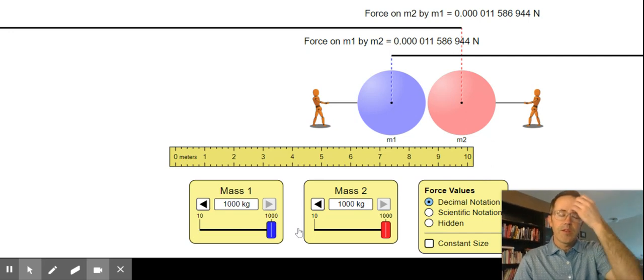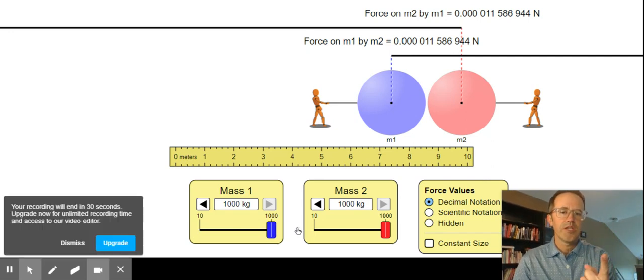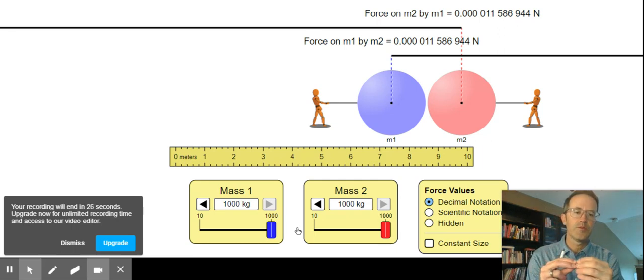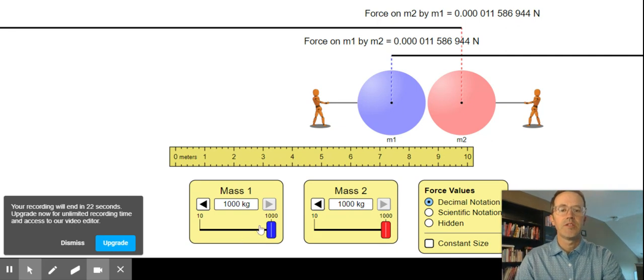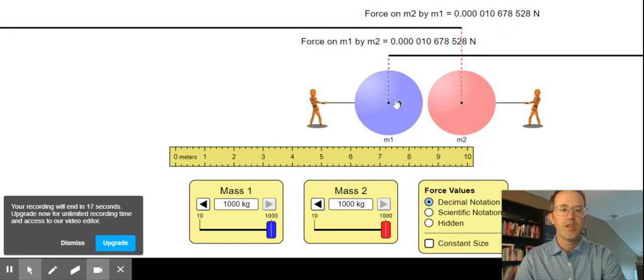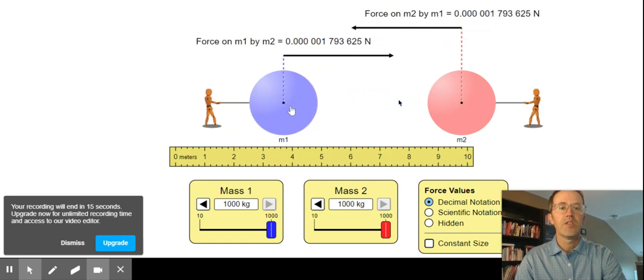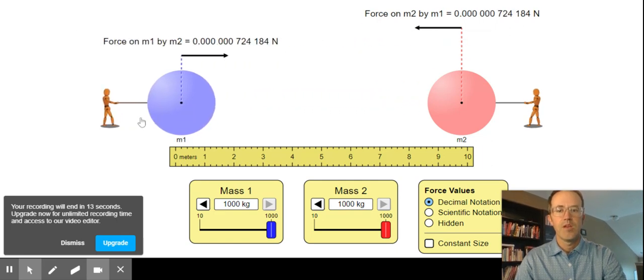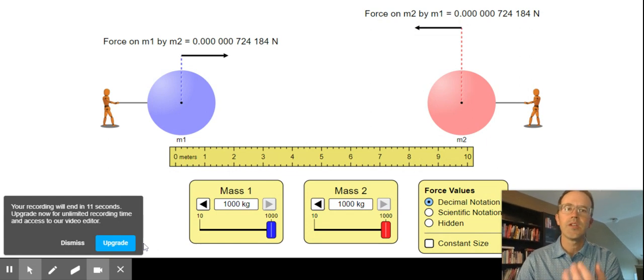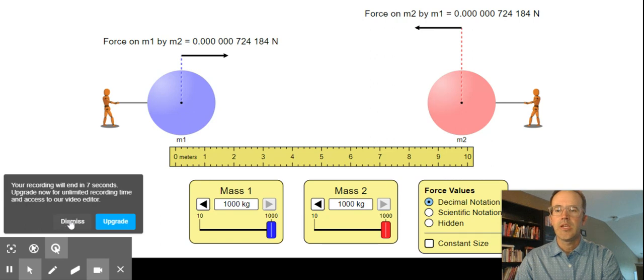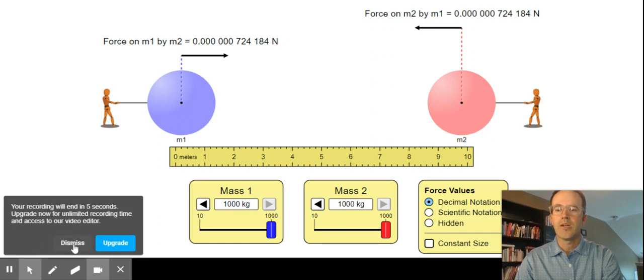So the first concept that you need to understand is that mass changes the force of gravity. The more mass you have, the more gravity you have. The second thing that you've got to understand is distance influences gravity. The more distance I have, the less force I have. Hopefully this is helpful for you to understand these two concepts. Feel free to play around with it, and we'll talk more about it tomorrow. Thanks.